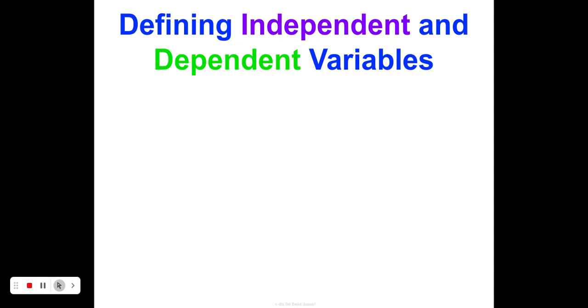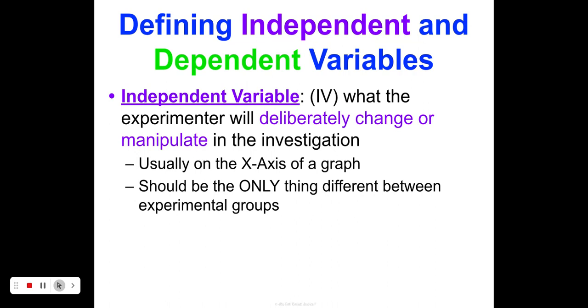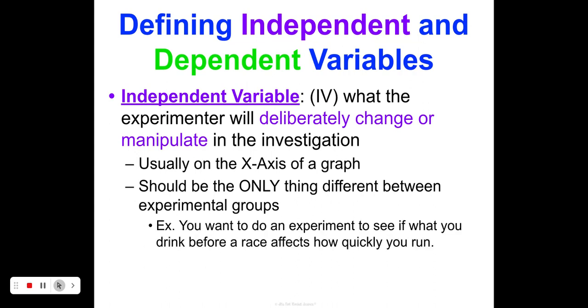Before we jump into hypotheses, we need to make sure that we understand what independent and dependent variables are. Independent variables are sometimes called your manipulated variable. It's what you are changing on purpose or manipulating in the investigation. When we graph it, it's on the x-axis of a graph. It is the only thing that is different between different experimental groups. You can only change one thing. For example, you want to do an experiment to see if what you drink before a race affects how quickly you run. You're only changing that. You're not changing anything else.